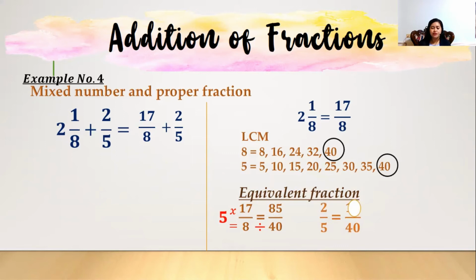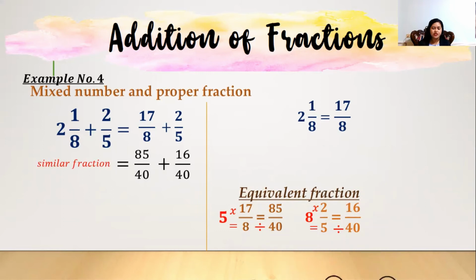Same process for the second fraction. We have 2/5. So we need to find the equivalent fraction for 2/5. That would be 40 divided by 5, which is equal to 8. 8 times 2 is equal to 16. So we can now have similar fractions. As you can see, with similar fractions, you can now add the two fractions.